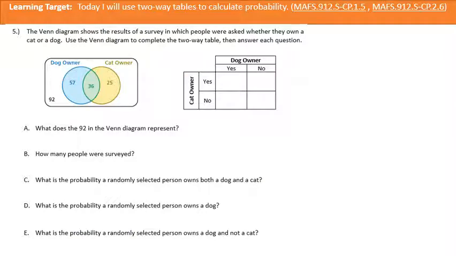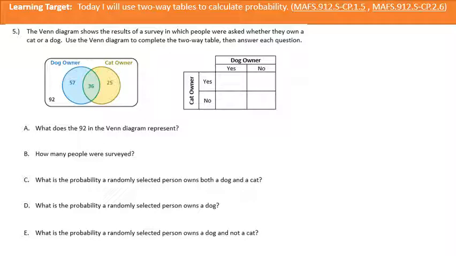Okay, number 5. The Venn diagram shows the results of a survey in which people were asked whether they own a cat or a dog. Use the Venn diagram to complete the two-way table, then answer each question. A lot of this, the setting up, is the most time and the most difficult. Once you have it set up, the answers come really, really fast. So let's look at this together.